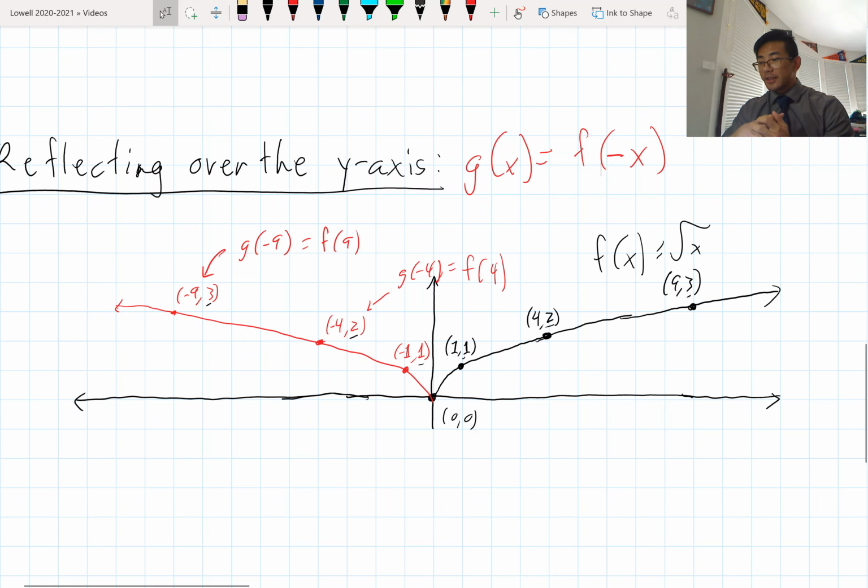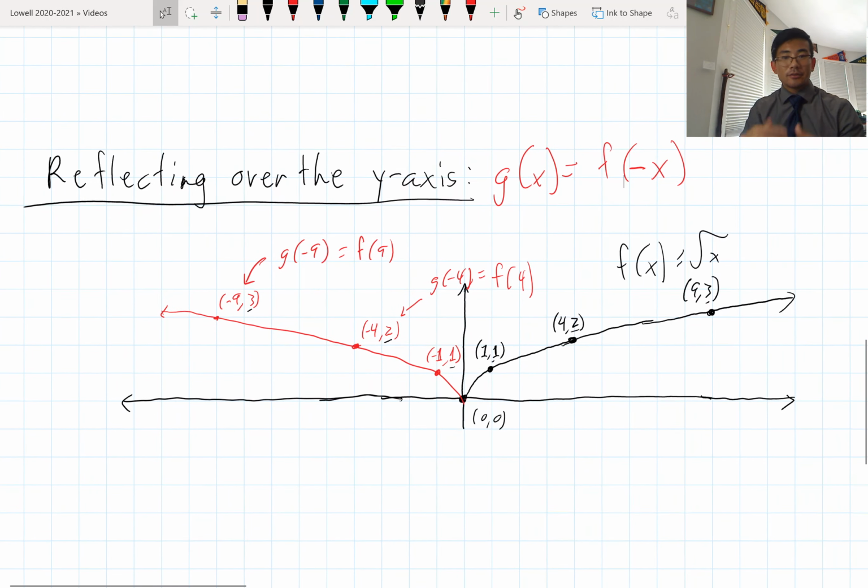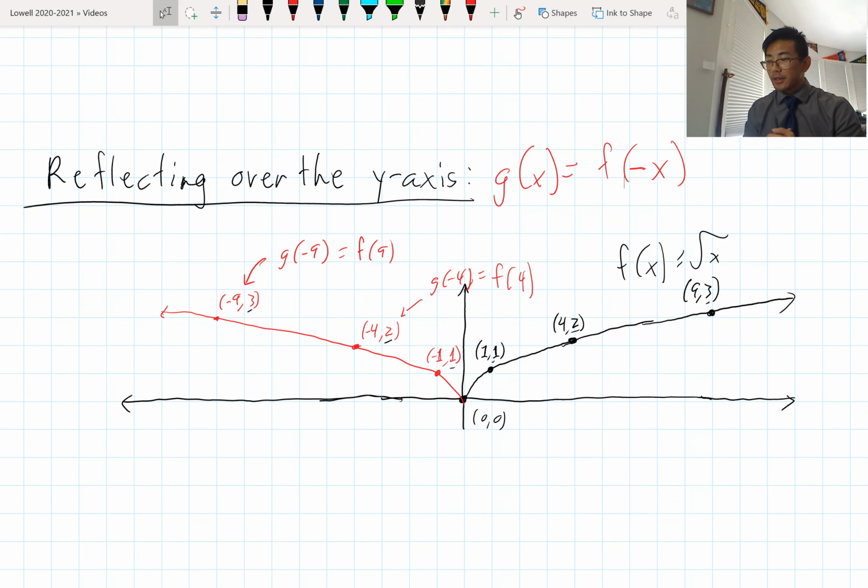Okay, so that's reflecting, and hopefully now you have all the tools you need to transform a function. And I think what I'm going to do is call in Mr. Chu, and we're probably going to work through a couple examples together so you can get some extra practice and check your work.